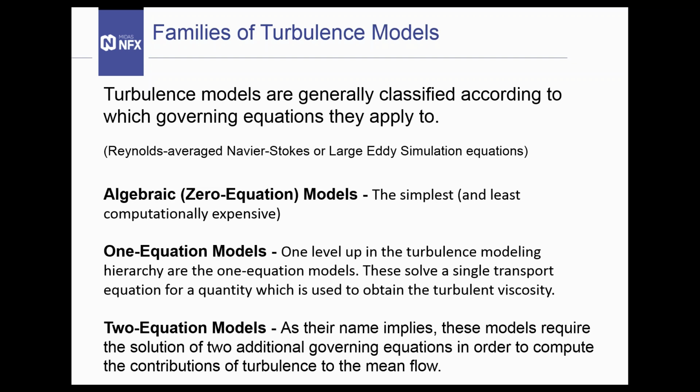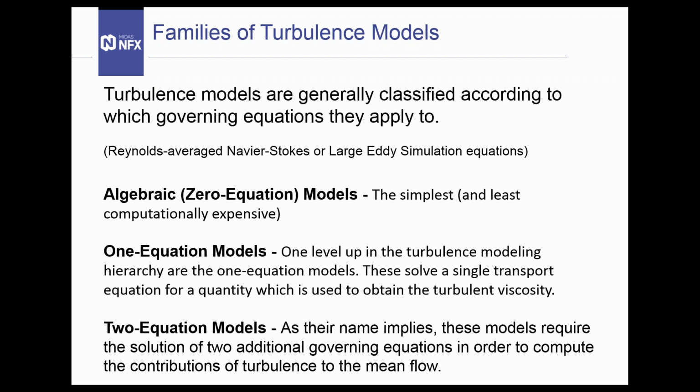If our flow is turbulent as well, basically, there are three families of turbulence models, and they are represented by algebraic models, which refer to zero equation models, one equation models, and two equation models.